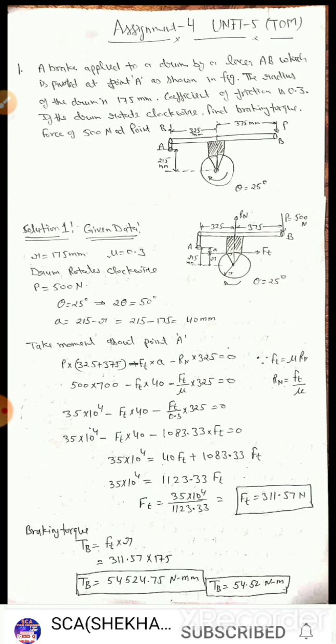The question says a brake is applied to a drum by a lever AB which is pivoted at point A, as shown in the figure. The radius of the drum is 175 mm. The coefficient of friction is 0.3. If the drum rotates clockwise, find the braking torque if a force of 500 Newton is applied at point B.